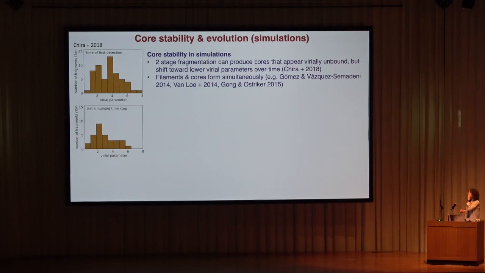When we look at simulations, this idea that cores are not necessarily gravitationally bound, you can find this in various simulations. So if you have two-stage fragmentation, so fragmentation from filamentary structures, it can produce cores that appear virially unbound at first, but then over time evolve to have lower virial parameters. And so you can also look at simulations and models where filaments and cores form dynamically and simultaneously, and then you get a range of core properties, from cores forming as pressure-bound objects, but also gravitationally bound as well, and then the evolution happens afterwards.